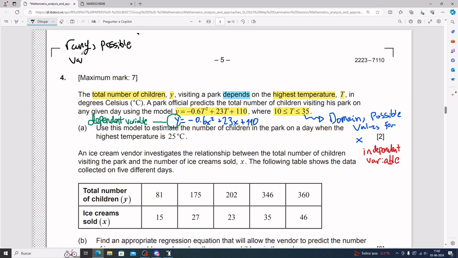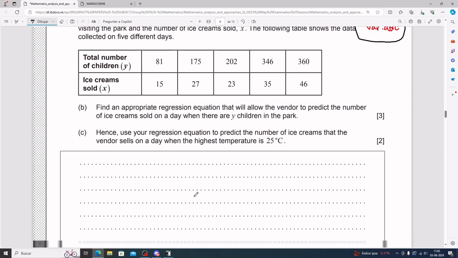Possible values. I missed the E here. Range, possible values for y. And so this is the main difference and the main thing we really need to capture from this. Independent variable will be your x, while dependent variable will be your y. This is very important for us to understand right away because down the line it's going to be essential.